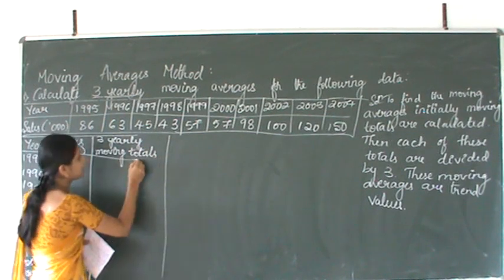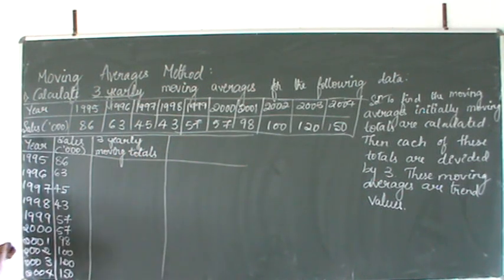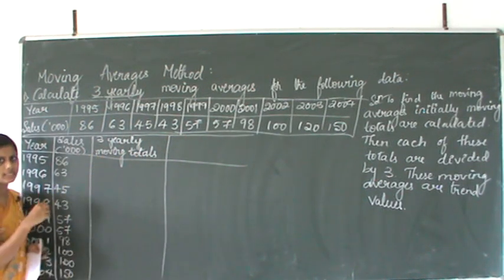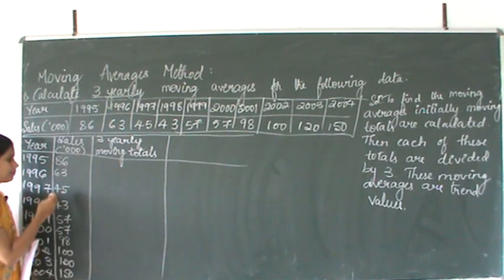First we are going to calculate 3 yearly moving totals. Then we will calculate the averages. So, 3 yearly moving totals. As I have told you, we are going to calculate the average for overlapping number of years. Overlapping, how will it be?